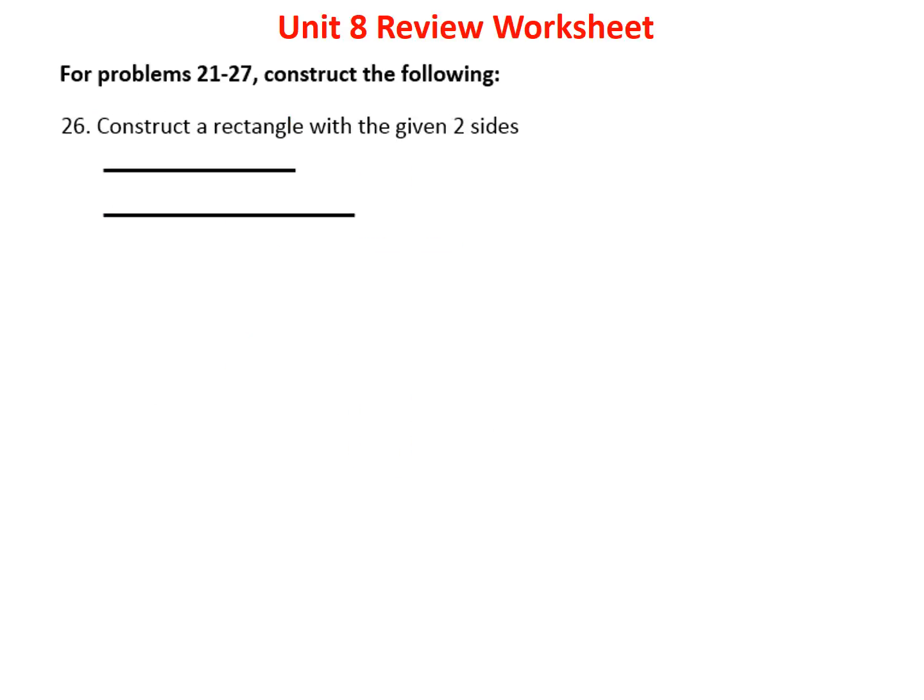Problem 26 asks us to construct a rectangle with the given 2 sides. The unique thing about a rectangle is each of the angles will be 90 degrees. So you see we're going to have to create some perpendiculars for this one. Let's begin by creating the bottom. I'll draw a line, I'll put a point on it, and then I'm going to measure the longer side with an arc. Coming down the bottom, put my compass on the dot and mark the arc, and there is my bottom side.